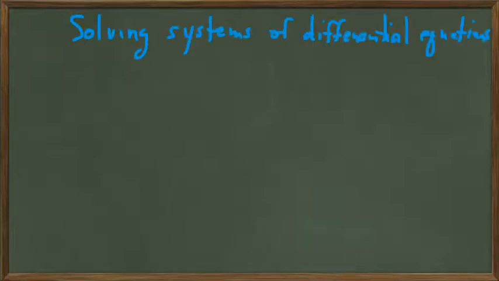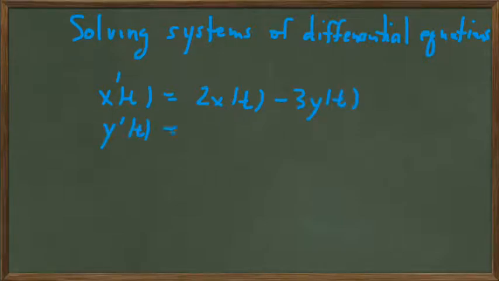In this last video for the course from Chapter 9, we're going to learn how to solve systems of differential equations. So a system might be this: x prime of t equals 2x of t minus 3y of t, and y prime of t equals x of t minus 2y of t, and we're trying to find what x of t and y of t are given that pair of equations.